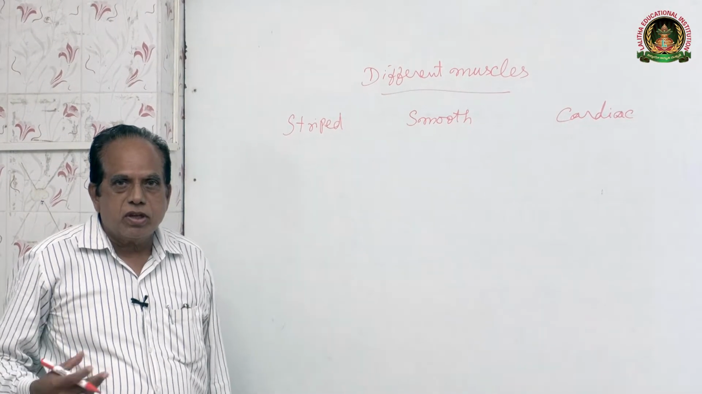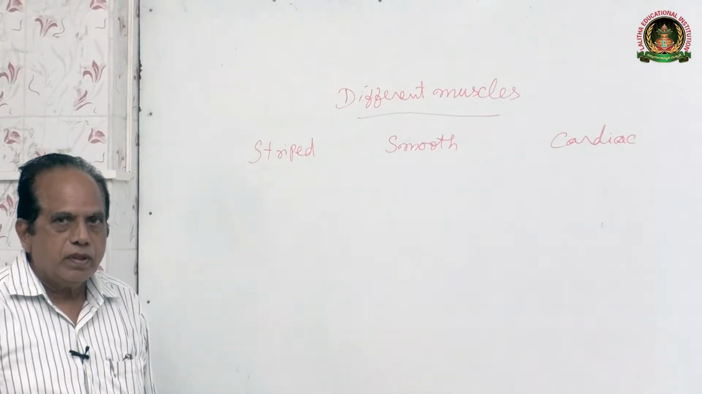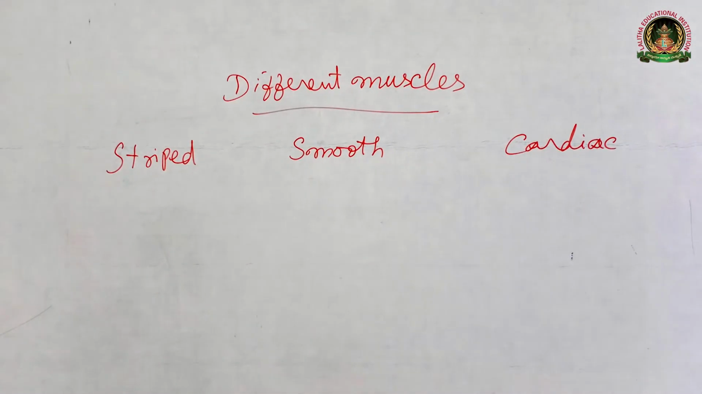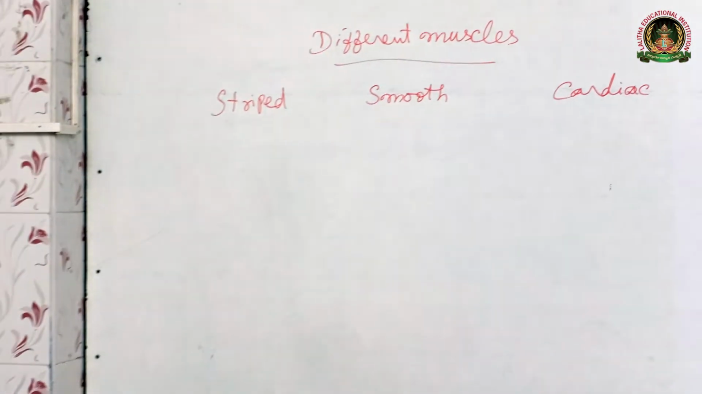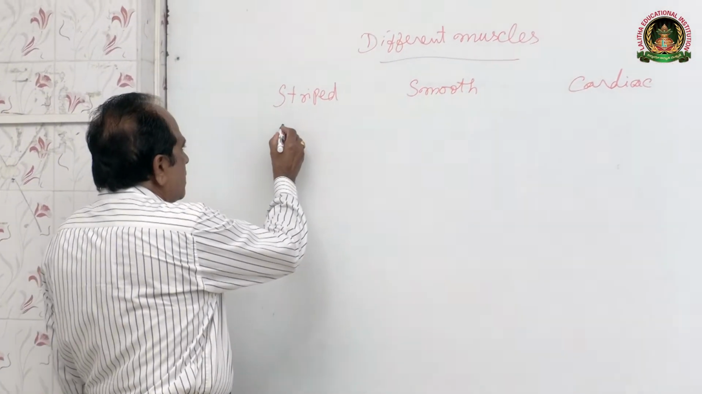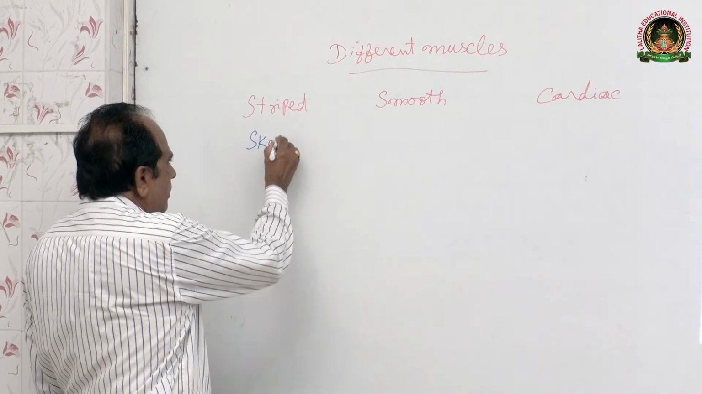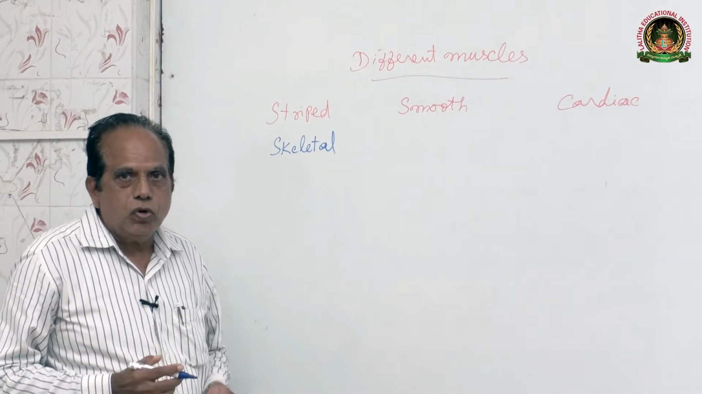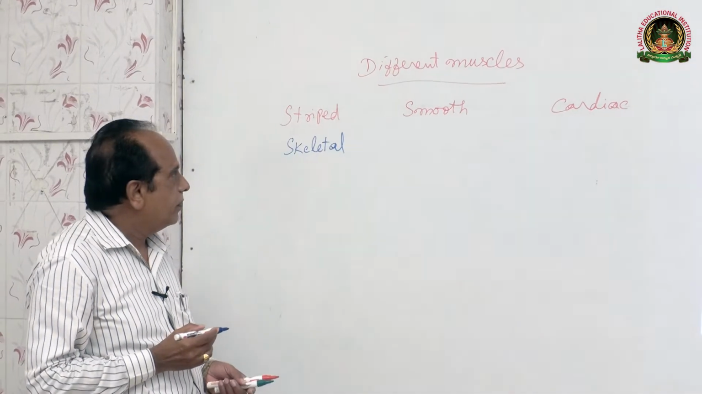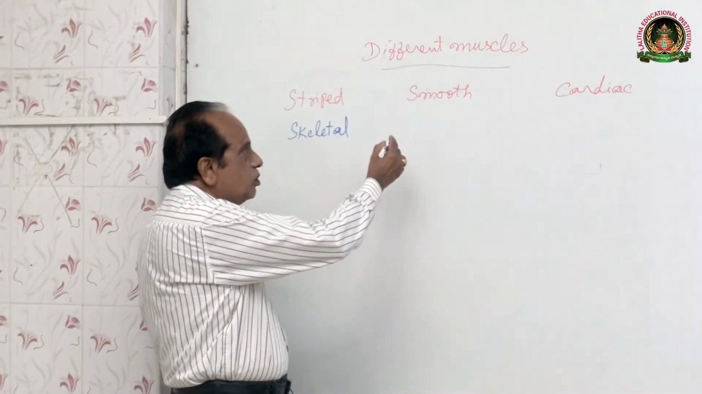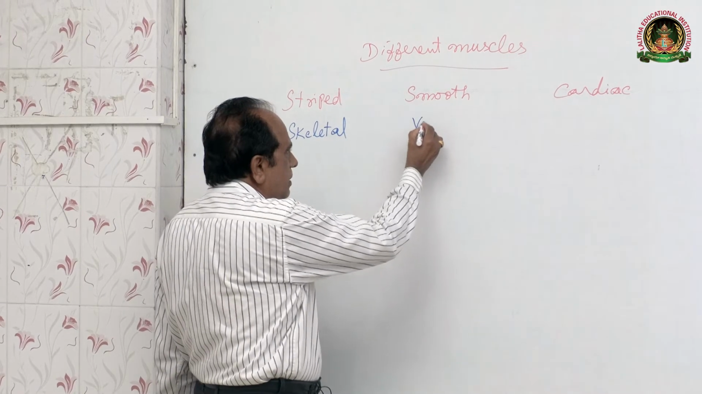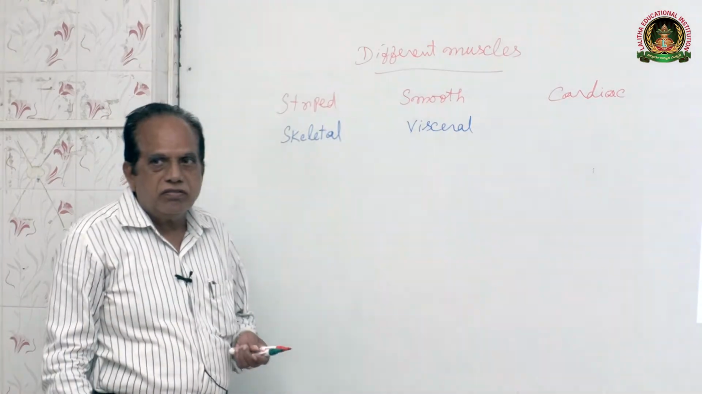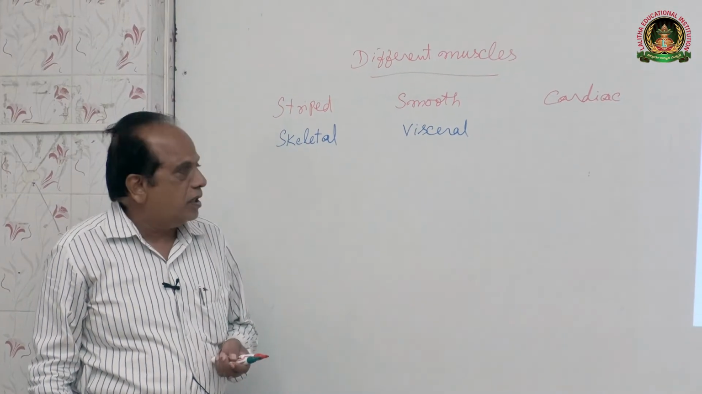The striped muscles are major. They are abundant in our body. The striped muscles are also referred to as skeletal muscles because they are attached to the bones of the endoskeleton, whereas the smooth muscles are referred to as visceral muscles because they are found in visceral organs only, the internal organs.